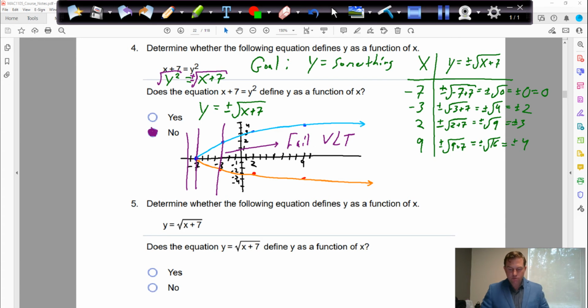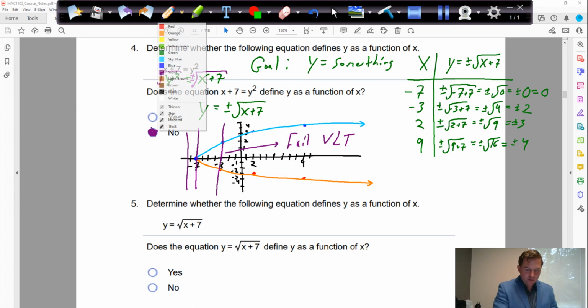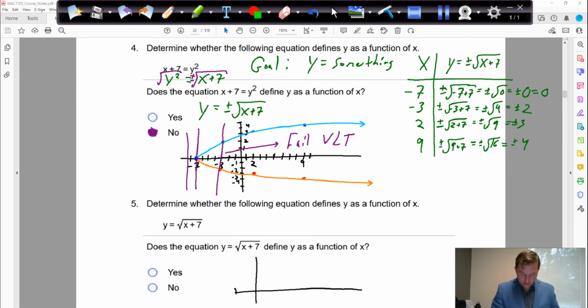Now, what's interesting about this is we can immediately do problem 5 because problem 5 is the same problem, but there's no plus or minus out here, so it's only the top part. We're going to start at minus 7. It's going to be just the blue line. So it's going to start here and go up like this to infinity.